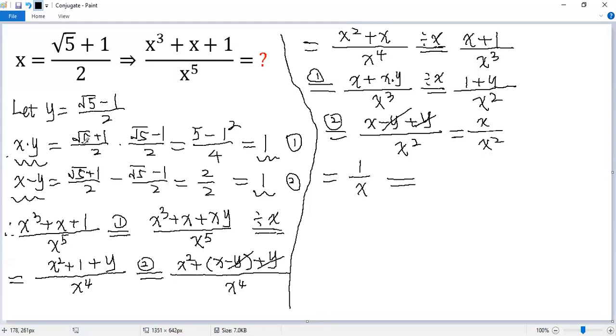Again, apply condition 1. We know 1 equals x times y, over x. Cancel x again. So we get y. So the final answer would be (square root of 5 minus 1) over 2.